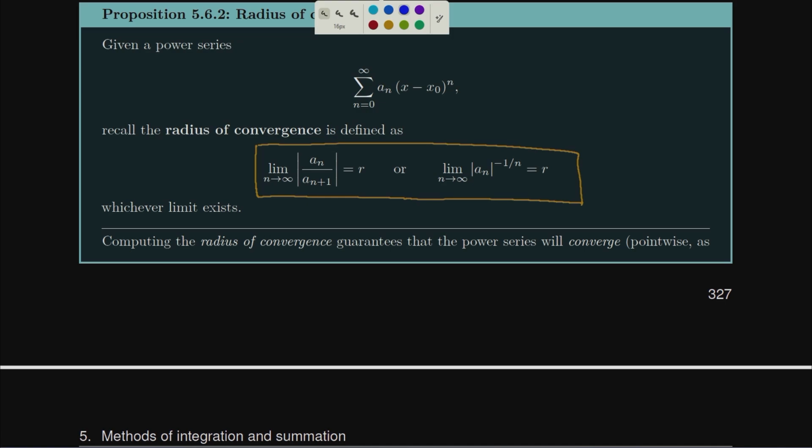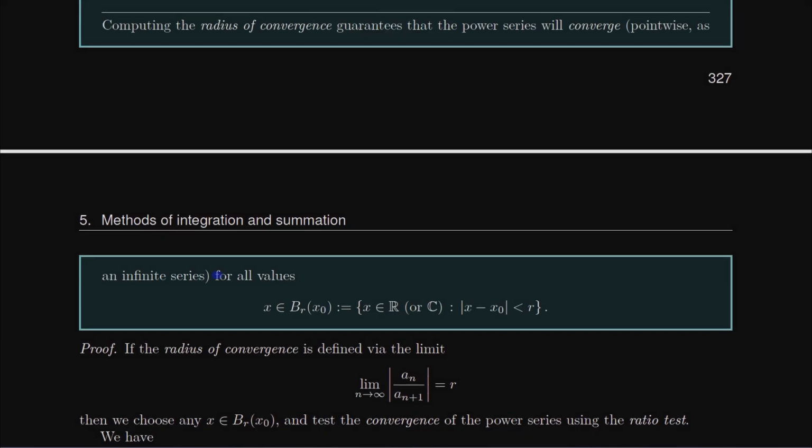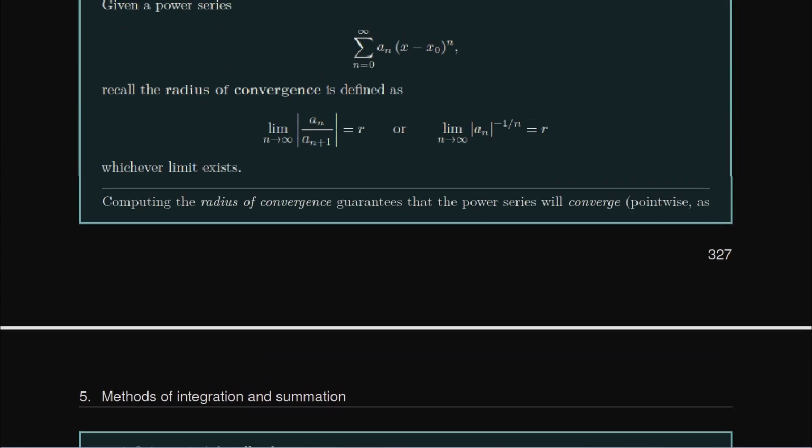The reason why it's called the radius of convergence, I kind of hinted at that. The proposition here, what is the statement I'm making? The radius of convergence guarantees that the power series will converge, right? Because at the end of the day, this is an infinite series, so we care about its convergence properties. The radius guarantees it will converge for all values of x that exist inside of this ball. That's the reason why we care so much about the radius of convergence.